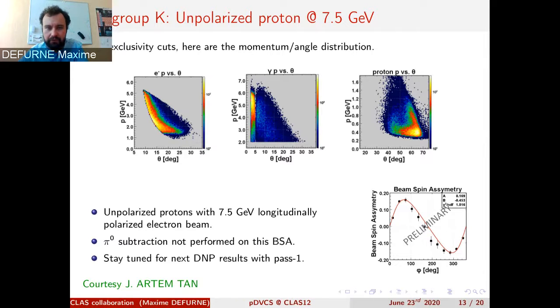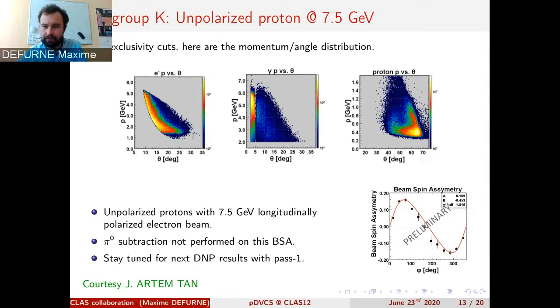In the middle, I show you the momentum versus angle distribution for the real photon. Here you have two parts. First, the part from above 5 degrees up to 30 degrees, where the photon is detected inside the electromagnetic calorimeter, which detects the electron as well. But you also have a part at small angle below 5 degrees, where it is a small calorimeter close to the beamline, the FT. You can see that it also detects a lot of photons.